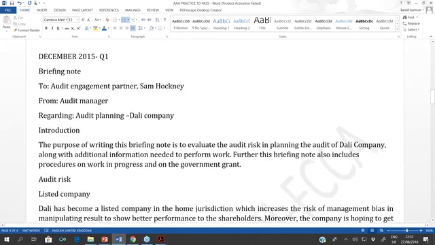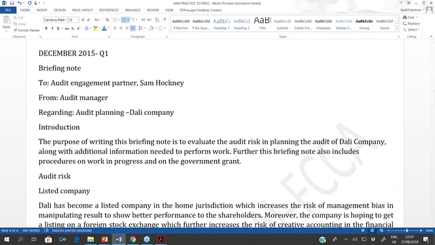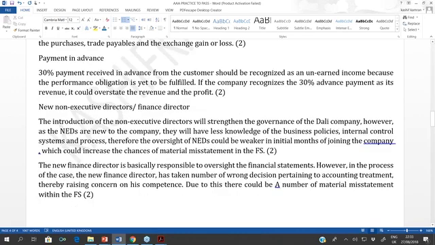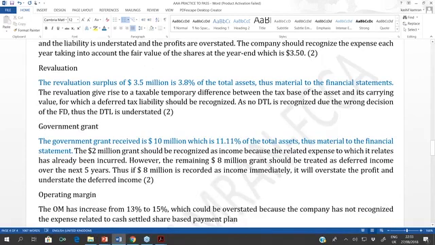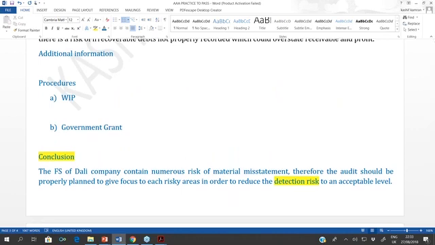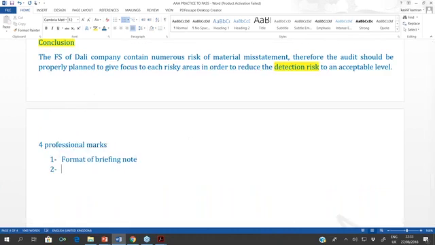I put a heading briefing note, that was part of the format, to, from, regarding. Then I put a heading introduction, that was part of the format. Then I put headings in order. First heading was audit risk, followed by the second heading, which was additional information. Then the third heading was procedures, and the fourth heading was conclusion. That is the format of the briefing note, right? Then I will get 1 mark.